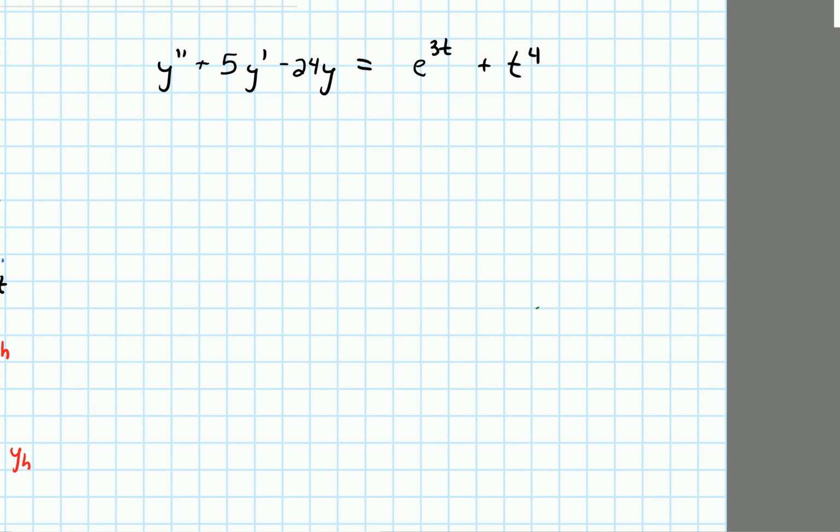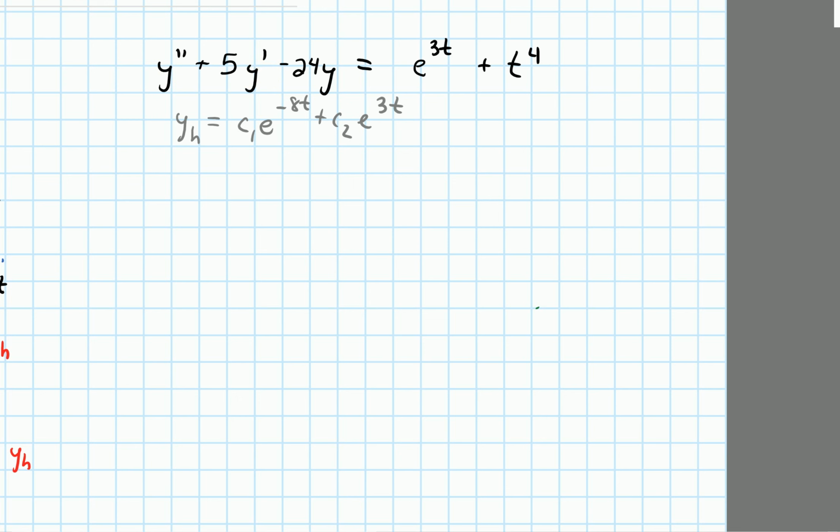So I've written down the differential equation one more time. I'm just going to say what the solution to the homogeneous equation is. It ends up being c1 e to the negative 8t plus c2 e to the 3t, because the roots of our auxiliary equation end up being negative 8 and 3.